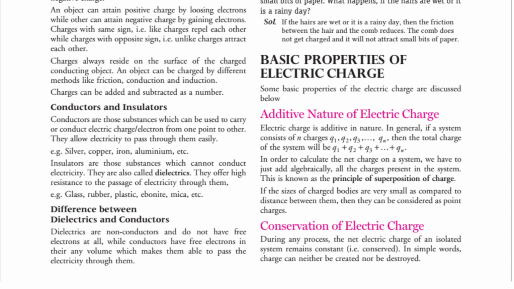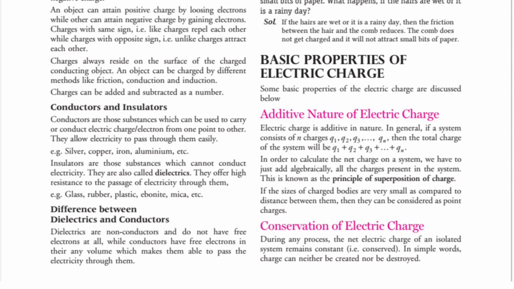Then insulators are those substances which cannot conduct electricity. जो इलेक्ट्रिसिटी कंडक्ट नहीं करता है उसको हम इंसुलेटर्स बोलते हैं. Okay, so they are what? Dielectrics. They offer high resistance to the passage of electricity through them. What we are doing, we are offering the high resistance to the passage of electricity through them.